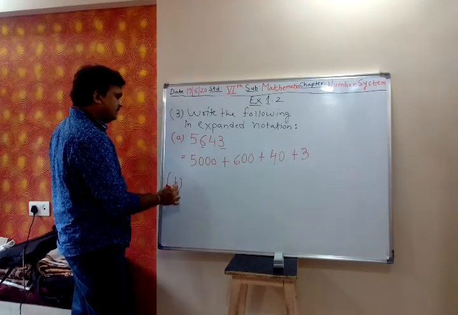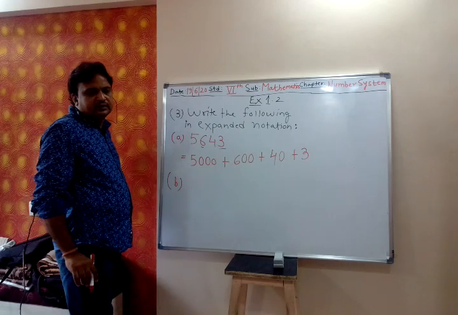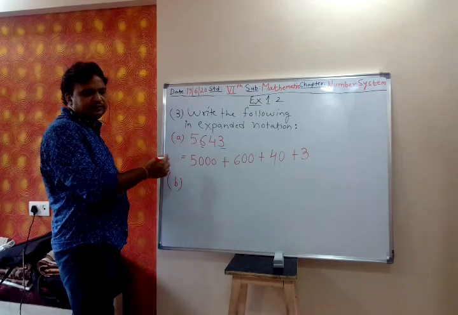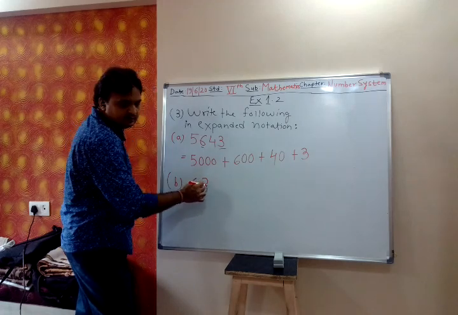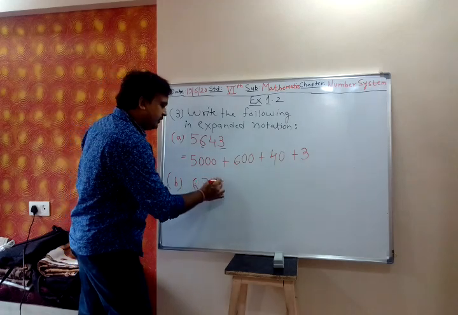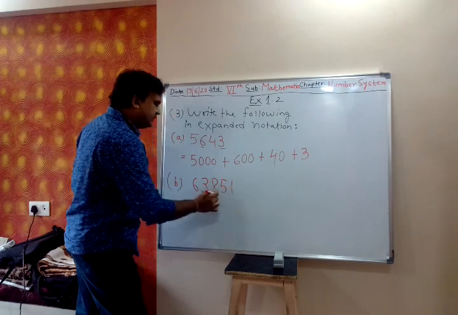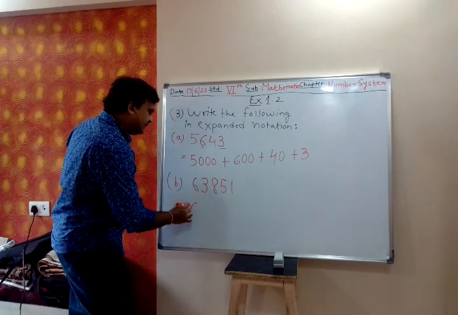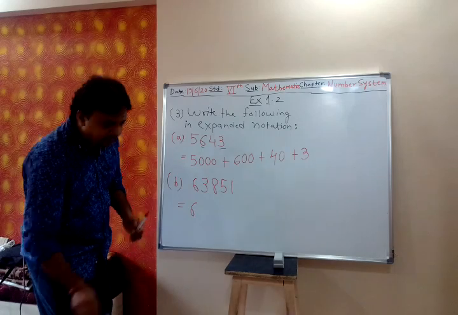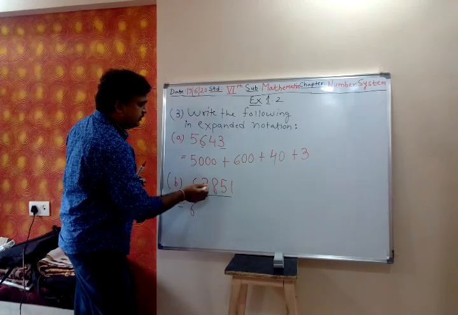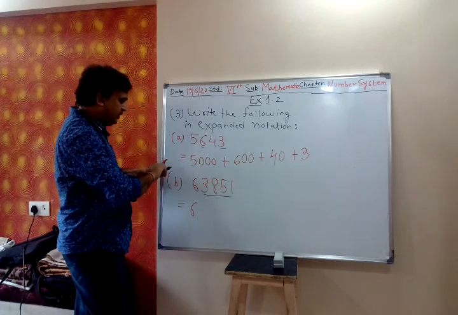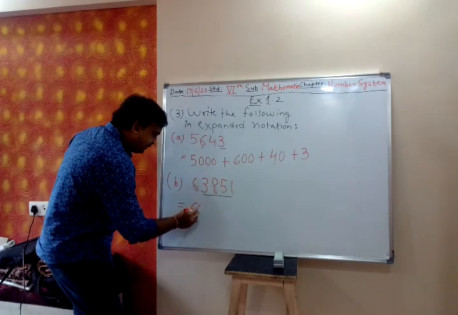Now B. Now let me write: 6, 3, 8, 5, 1. Write the expanded notation. So we start with 6. After 6, there are 4 digits, 1, 2, 3, 4. So I will write 4 zeros after 6.